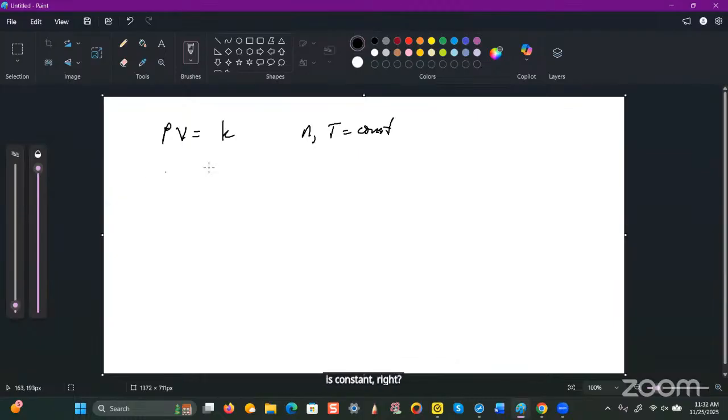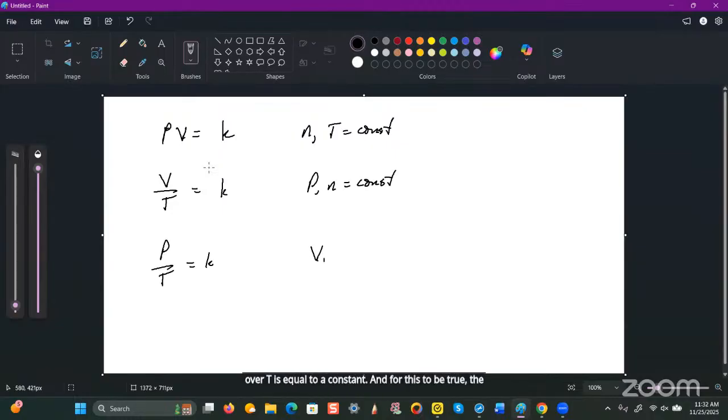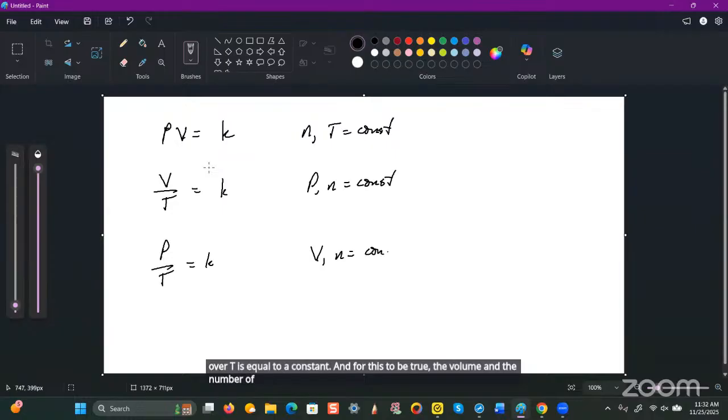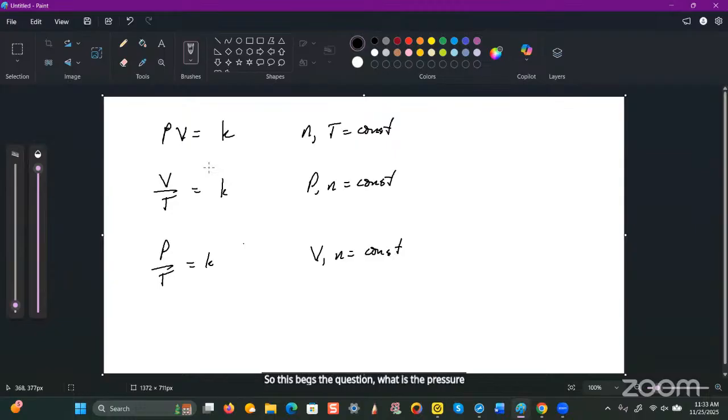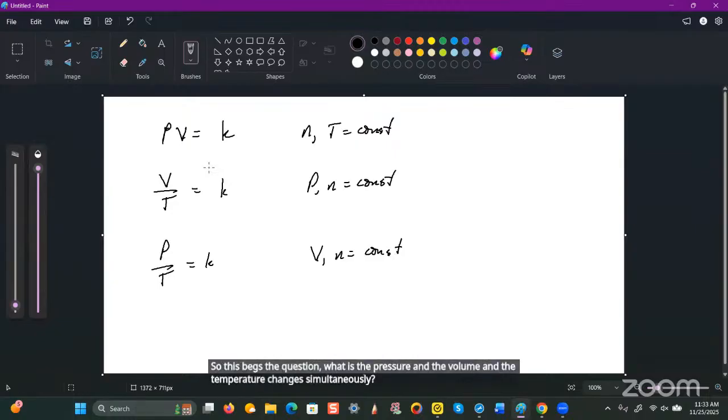Charles' law says V over T is equal to a constant. And that is true if the pressure and the number of moles is constant, right? And then the third law is Gay-Lussac's law, which says that P over T is equal to a constant. And for this to be true, the volume and the number of moles of the gas would have to be constant. So this begs the question, what if the pressure and the volume and the temperature change simultaneously, right? What will be the relationship between the two?